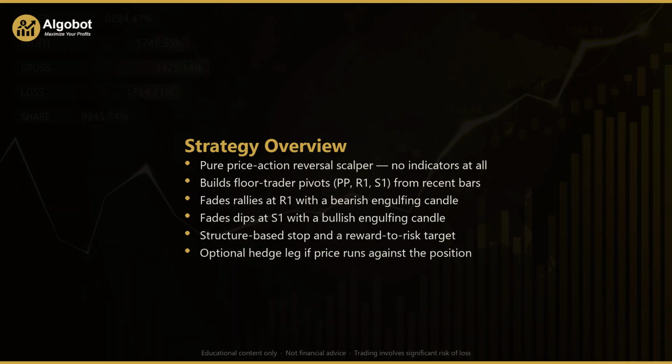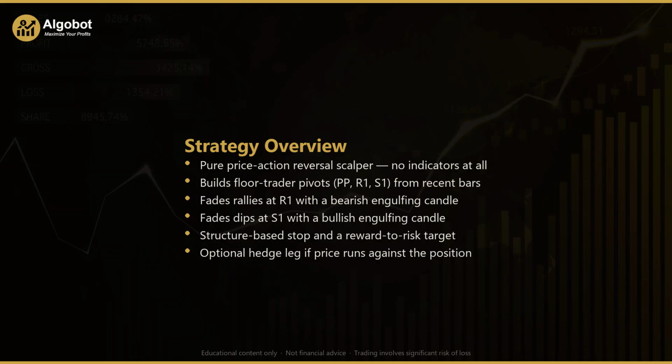Second, the engulfing candle pattern. This is a two-candle reversal pattern where the current candle's body completely engulfs the previous candle's body in the opposite direction. The strategy waits for these two ideas to line up. When price rallies up into the R1 resistance band and then prints a bearish engulfing candle, the strategy fades that rally by selling. When price dips down into the S1 support band and then prints a bullish engulfing candle, it fades that dip by buying.